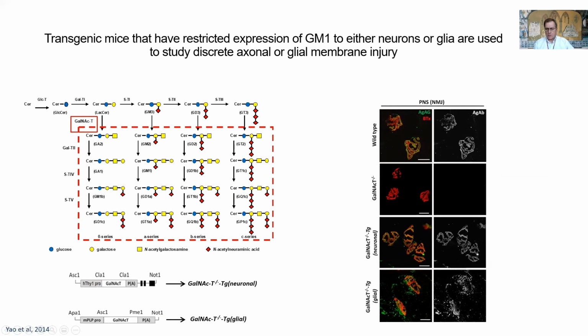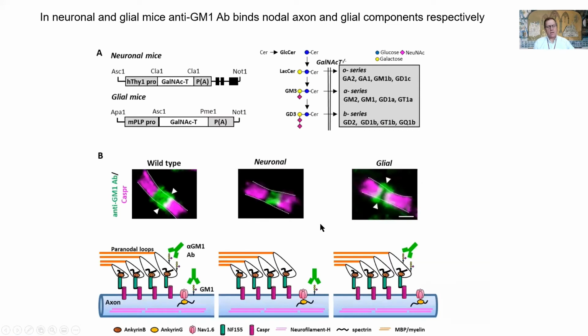And here is the glial transgenic, in which this spotty staining is actually of the perisynaptic Schwann cells, but with completely absent staining of the axolemmal membranes in these mice. And similarly, if we move to the node of Ranvier, in the neuronal mice you can see the anti-GM1 antibody staining is very strictly localized to the nodal axolemma, whereas in the glial mice, the staining is present on the microvilli and the paranodal loops, but not on the axolemma itself.